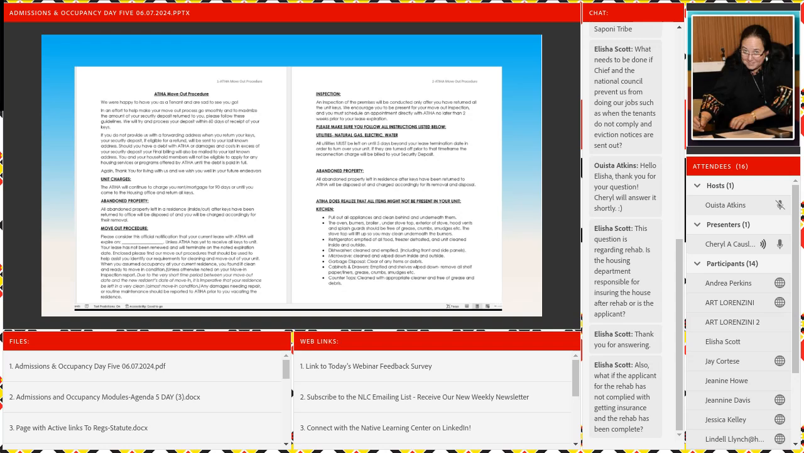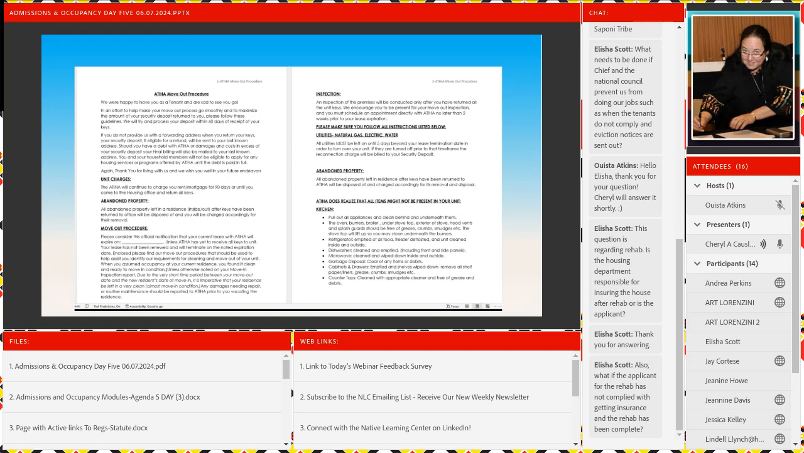Unit charges. We're going to continue to charge your rent and mortgage for 90 days or until you come to the housing office and return all of the keys. Abandoned property. All abandoned property left in the residence, inside and out, after keys have been returned to the office, will be disposed of, and you will be charged accordingly for its removal and disposal.